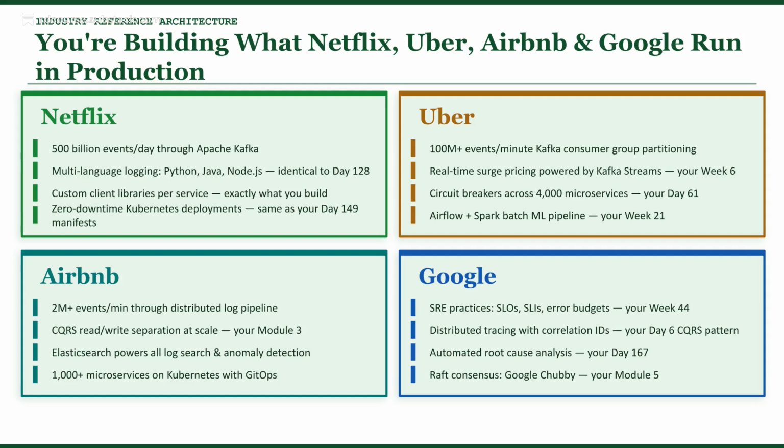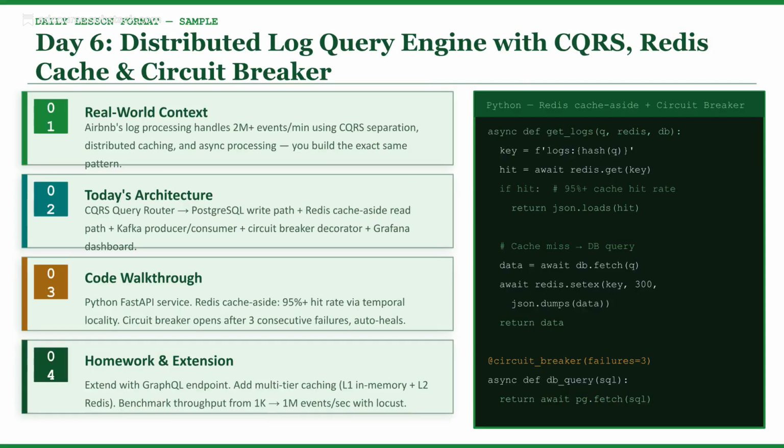This includes Netflix's multi-language logging, Uber's real-time processing with Kafka streams, Airbnb's CQRS pattern with Elasticsearch, and Google's SRE practices and Raft consensus implementation. Our daily lessons follow a structured format. For example, Day 6 covers the distributed log query engine, starting with real-world context like Airbnb's setup, moving to architecture, a Python code walkthrough featuring Redis cache-aside and circuit breakers, and concluding with homework and extension.